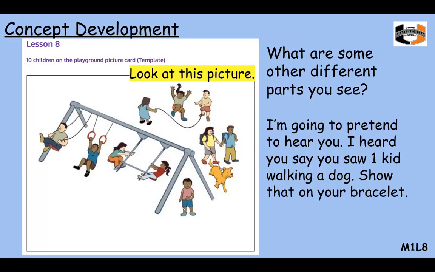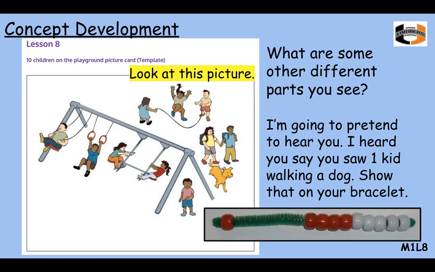Look at this picture again. What are some other different parts you see? I'm going to pretend to hear you. I heard you say you saw 1 kid walking a dog. And we're going to show that on our bracelet. And if you don't have a bracelet, just imagine how that would look. Okay, so we pulled 1 bead all the way to the other side, and that represents the kid walking the dog. There's just 1.